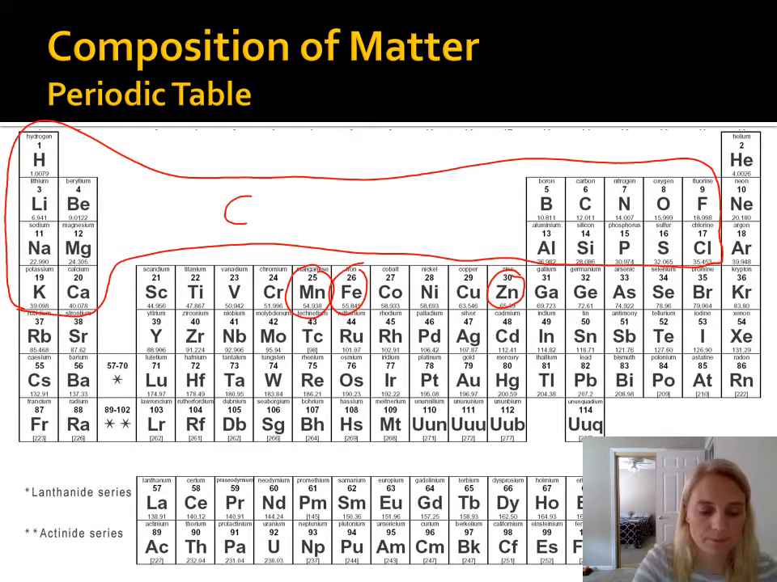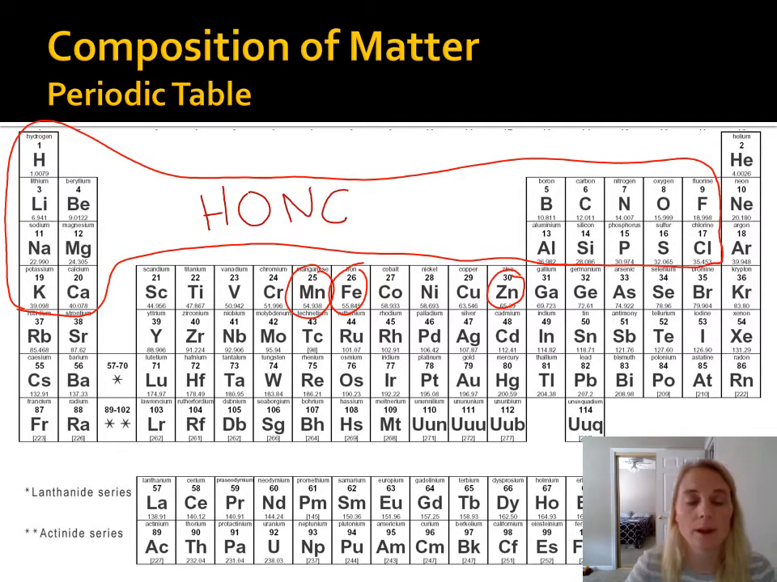I have a little mnemonic here: hydrogen, oxygen, nitrogen, and carbon. It spells HONC. Hydrogen is element number 1, oxygen is element number 8, nitrogen is element number 7, and carbon is element number 6. About 94% of all biological molecules are made up of just these 4 atoms.